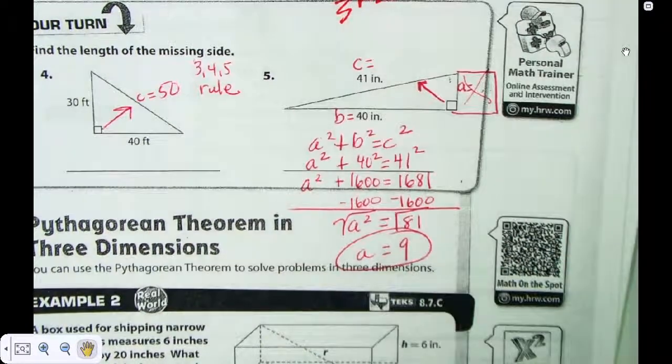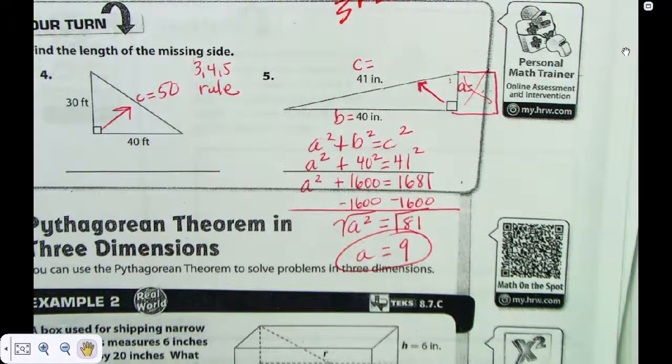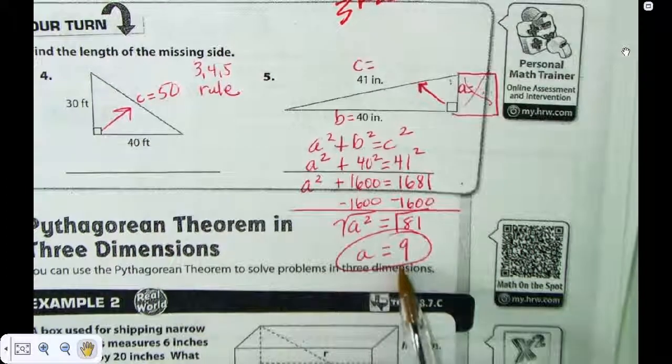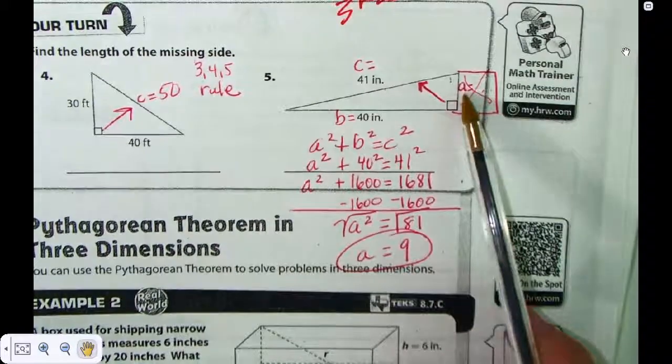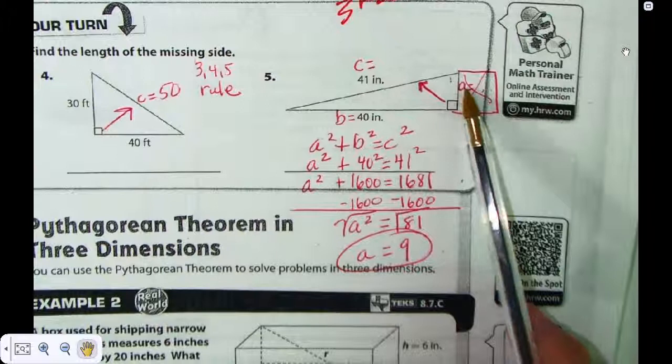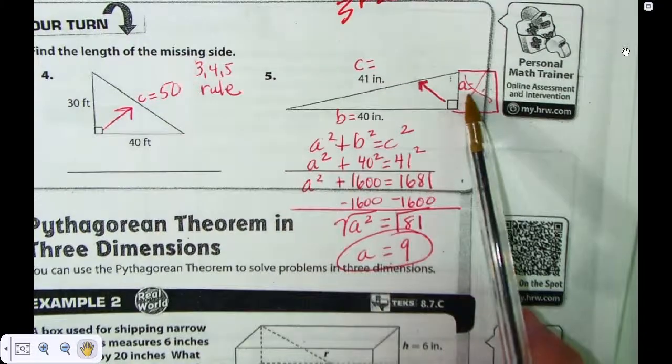9. Very good. Now, actually, there's 4 things. When you get done, this just comes with checking. When I get done, I always look and go, okay, I'm trying to find the missing side. So that's 9. Does that make sense? For that to be 41 and 40 and that to be 9. Yes.